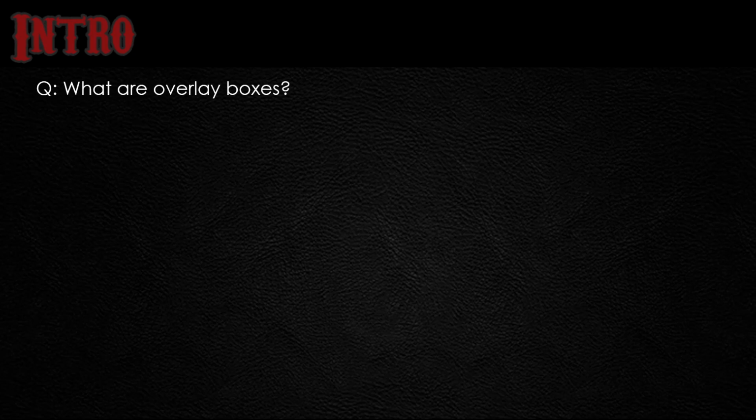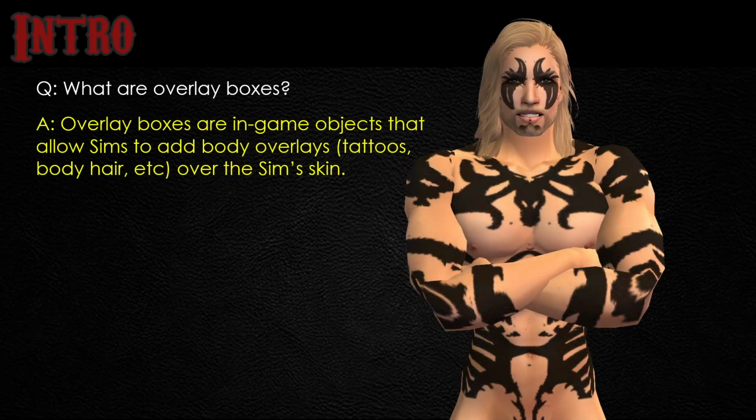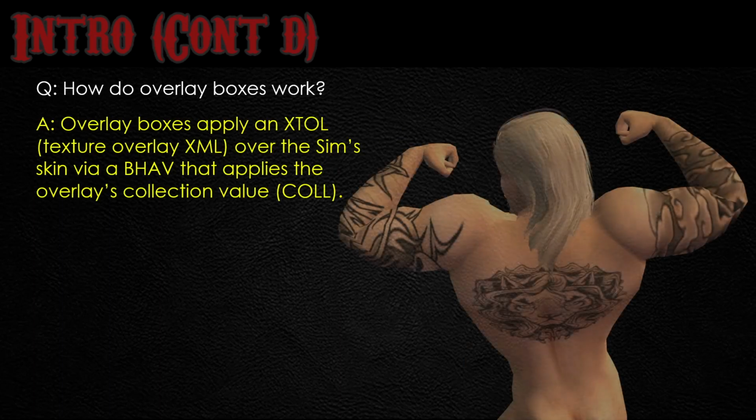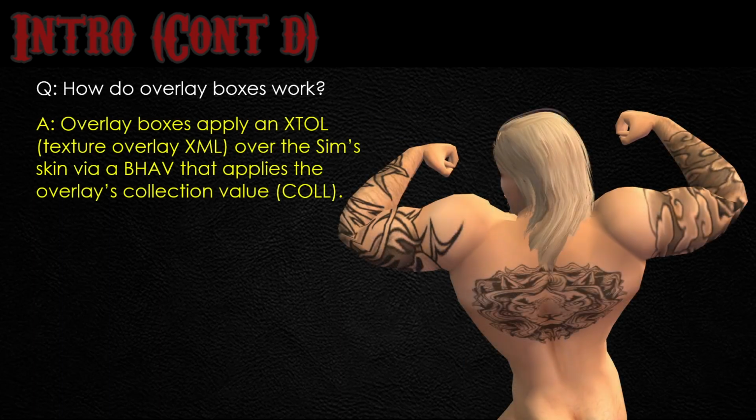What are overlay boxes? Overlay boxes are in-game objects that allow sims to add body overlays, that's tattoos, body hair, etc., over the sim's skin. How do overlay boxes work? Overlay boxes apply an XTOL, that's a texture image XML, over the sim's skin via a behave that applies the overlay's collection value, or COLL.